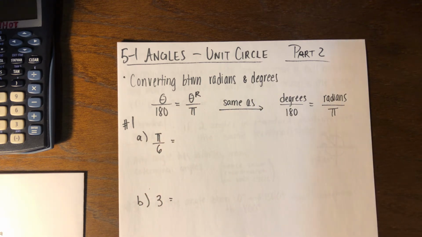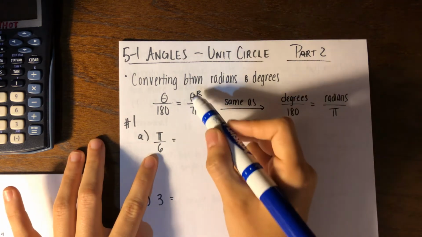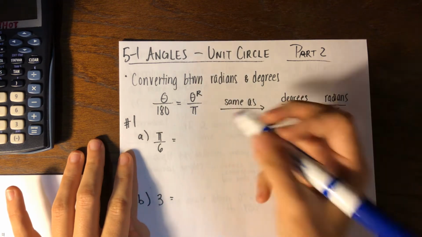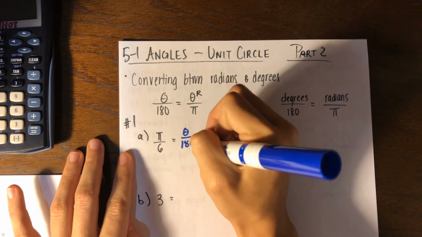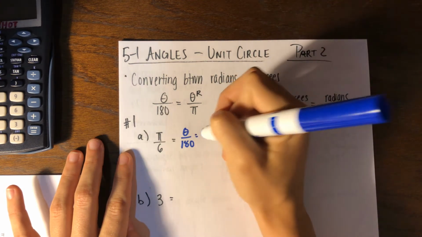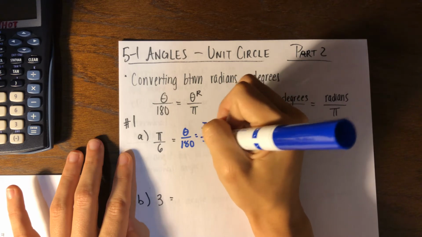So I'm given radians, so I need it to go to degrees. These are both radians, so I'm going to plug that in. So this goes right there. That's where the radians go. So I have theta over 180 is equal to pi over 6 divided by pi.